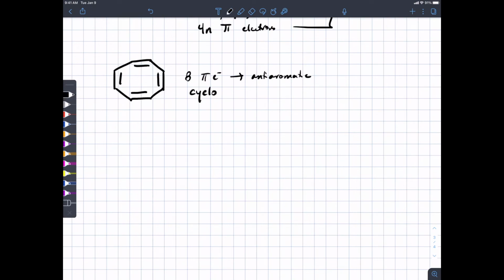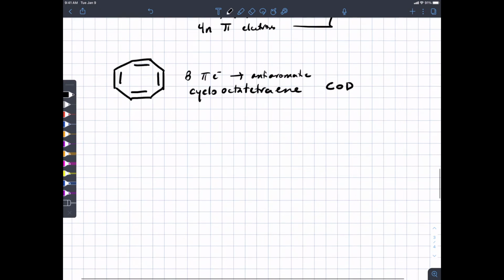This is neither here nor there, but it's kind of funny. Cyclooctatetraene is often called a cod because of that, not because it looks like a fish. I don't know where the D comes from. Huh. Maybe not.